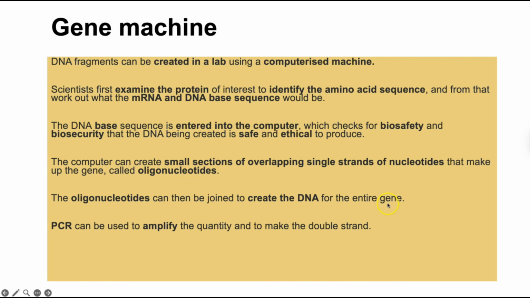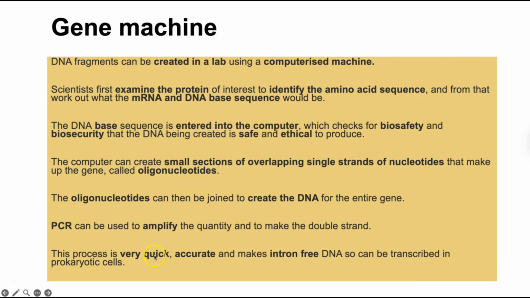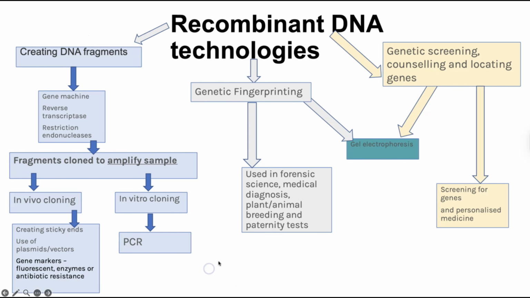So once you've then created the entire gene, PCR is used to get large quantities and to make it double-stranded. So this process, the advantages are it's very quick, it's accurate, you can design it to be intron-free as well. And the reason we think intron-free is an advantage is prokaryotic cells don't naturally have introns. That means they don't have the cell machinery to splice introns out. So if we're going to be putting the gene into a bacteria, we need to remove the introns because they can't. So having it intron-free in the first place is a big advantage.